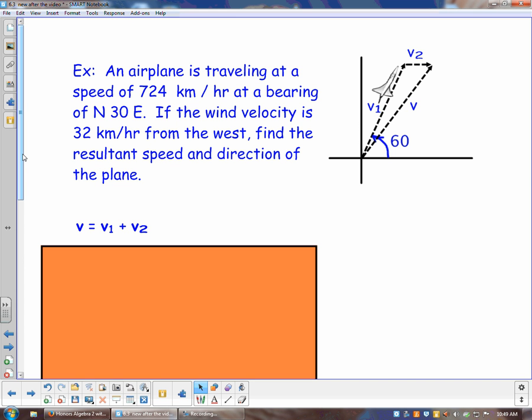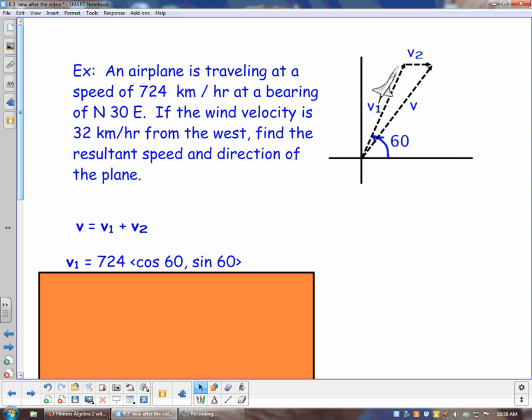it says an airplane is traveling at a speed of 724 kilometers per hour at a bearing of north 30 degrees east. If the wind velocity is 32 kilometers per hour from the west, find the resultant speed and direction of the plane. So to find the resultant speed and direction, you really have to add the two vectors together that are at work here. So vector V1 is going to be the vector represented by the plane itself. Vector V2 is going to be the wind acting on that plane. And so we're going to have to add those two vectors together.